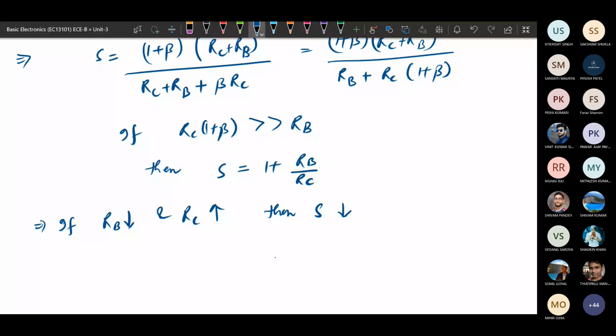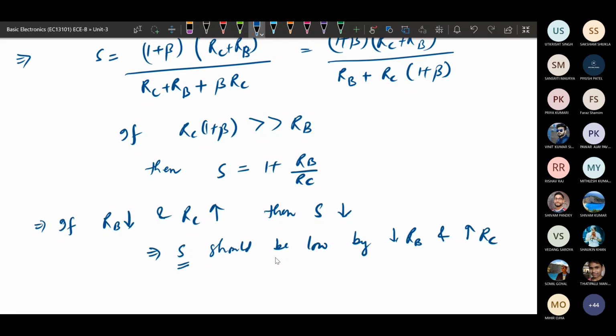Okay, we can write that if RB is reducing and RC is increasing, then the S value will reduce. It implies that the S value, that is the stability value, should be low by reducing RB and by increasing RC. So we need to design this collector base biasing circuit such that S is low, because we need a stable circuit. That means it should range between 1 and 1 plus beta. So to reduce this S value, we need to reduce RB and increase the RC value.